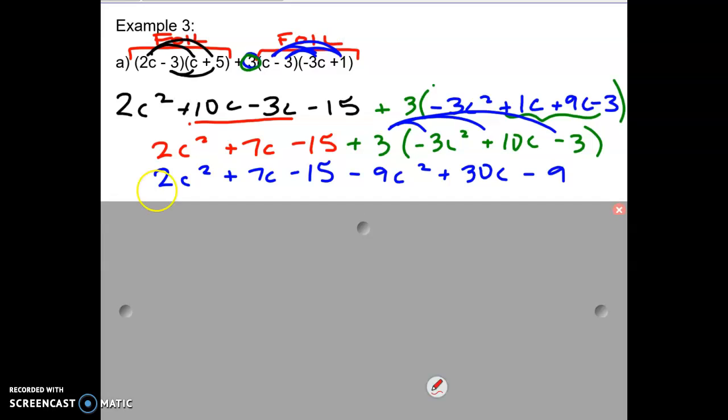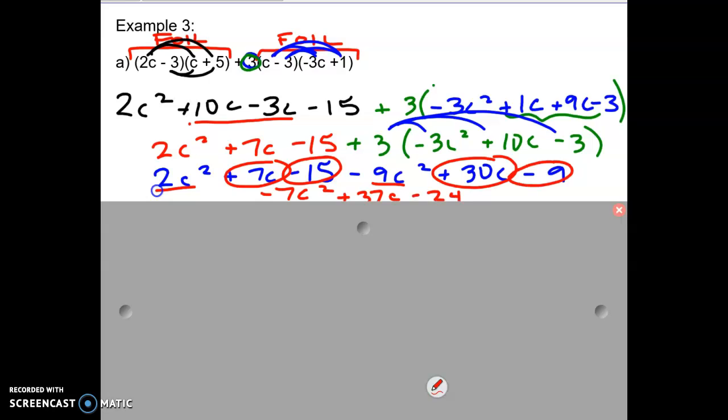Okay, let's put our c squareds together. So we have 2c squared and minus 9c squared to get minus 7c squared. Then I have my c's. So I have 7c and 30c, which is 37c. And then minus 15 and minus 9 is minus 24. So that would be the final answer for all of that.